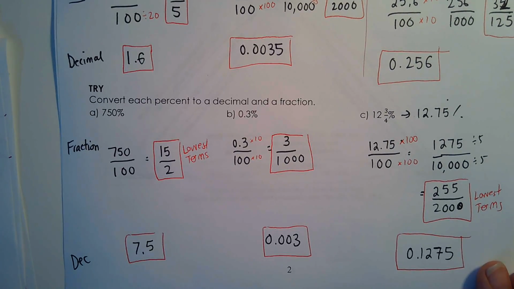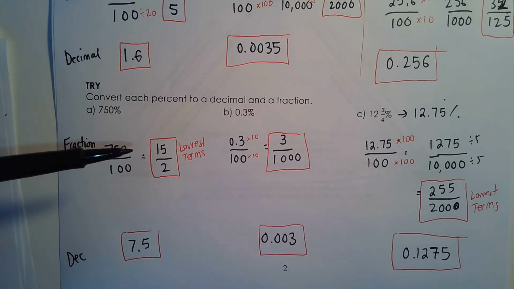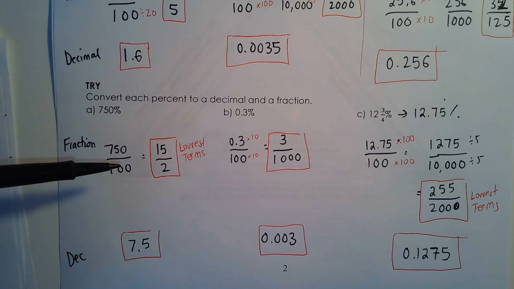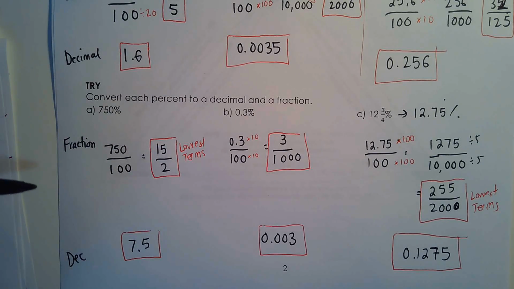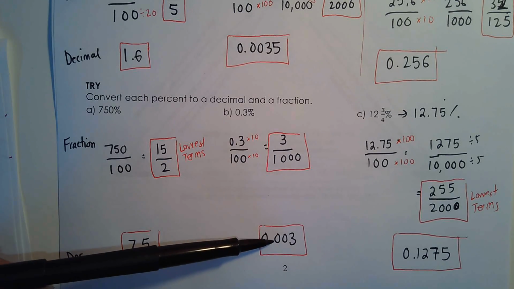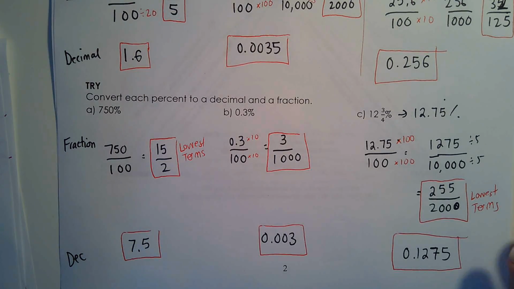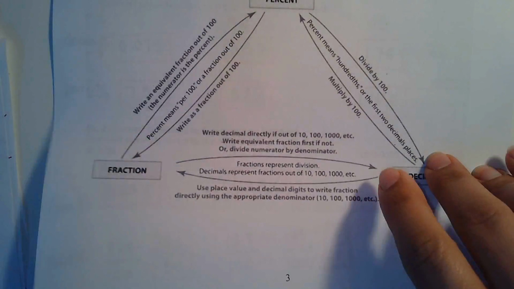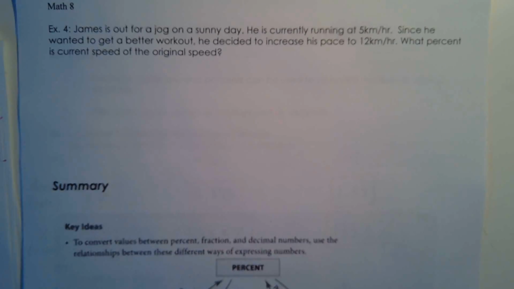Okay, so you can look over your answers for the try questions. I've put the fractions in lowest terms, so just double check that, if you didn't get the correct answer, you did in fact put them in lowest terms. And then the decimals here, 7.5, 0.003, and 0.1275. Okay, so moving on to the last page of the notes. It's a quick word problem.